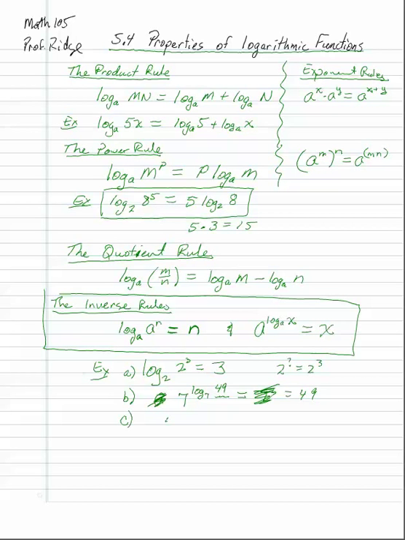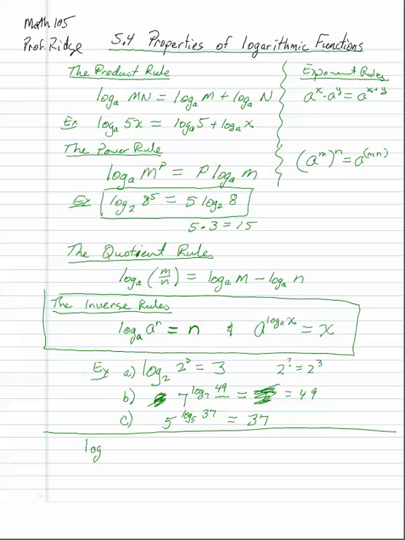Okay, so if I had 5 to the log base 5 of 37, 5 to what power is 37? And now do 5 to that power, so you're obviously going to get 37.